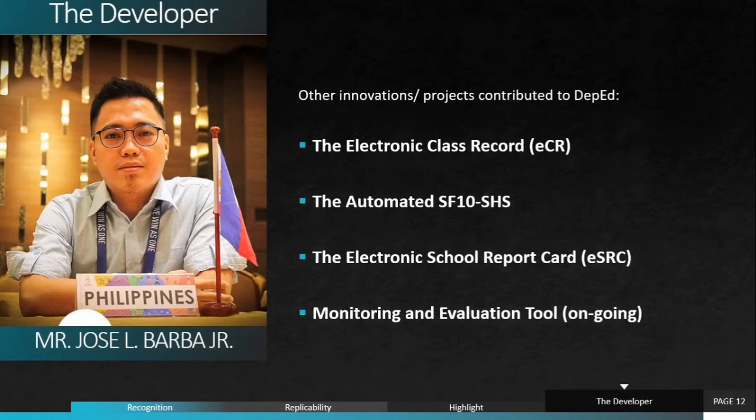Here's the developer of ACTS, Mr. Jose L. Barba Jr. Mr. Barba is also the developer of the official DepEd electronic class record, automated SF10 for senior high school, the electronic school report card, and recently the monitoring and evaluation tool, which is an ongoing project.